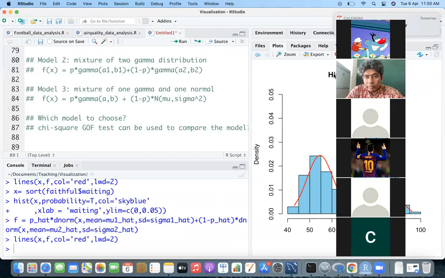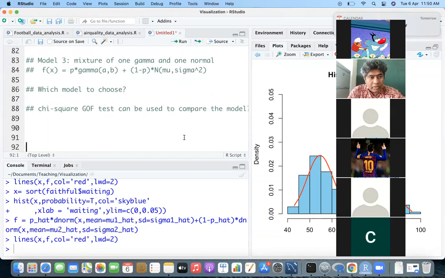Now there will be 2 problems. Let me tell you one problem with this. How will you run the chi-square goodness of fit test?